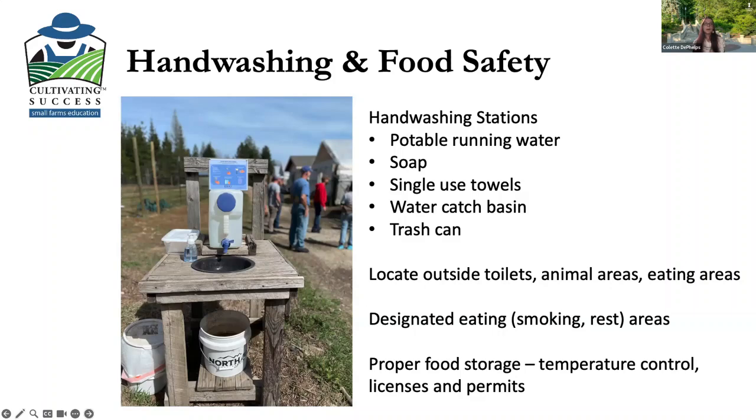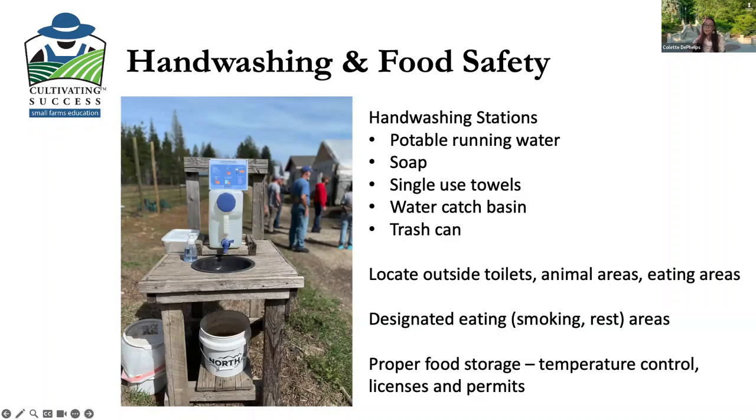This is a great model of a hand washing station. So you have a container that has a spigot so you can have running water. There's soap available, and then you're going to want single-use towels. Those could be paper towels, or those could be actually cloth towels, and a receptacle where those are going to go, and a water catch basin, because people are going to be washing germs, contaminants off their hands, and you don't want that to run off on your farm. So you can see here in this picture, the catch basin is a simple bucket. There's a trash can next to it, and there's actually a sign that provides hand washing instructions.